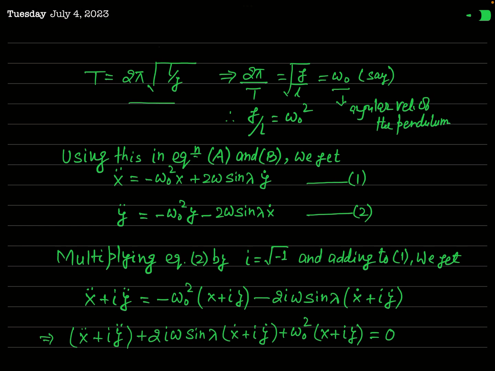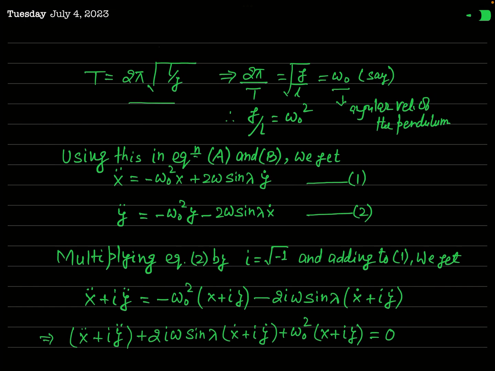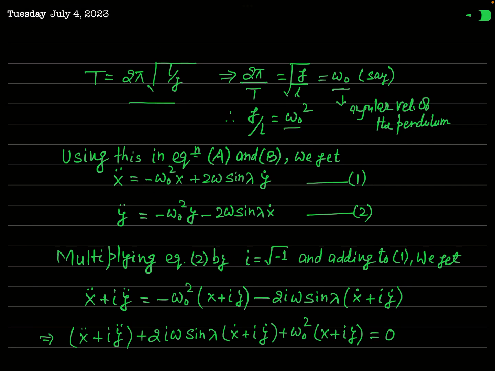Now we will utilize this result in the equations of motion which I have written here. You can see in both of the equations the factor g by L is present, and the square root of g by L is omega naught, so g by L is omega naught square. So we will simply substitute omega naught square, where omega naught is the angular velocity of the pendulum, in those two equations. You can see that m is a common factor on both sides, so m will cancel out. So I have written here x double dot equal to minus omega naught square x plus 2 omega sine lambda y dot, and the second equation will be y double dot equal to minus omega naught square y minus 2 omega sine lambda x dot.